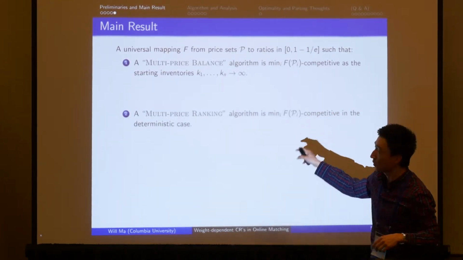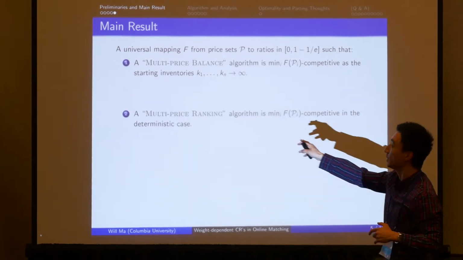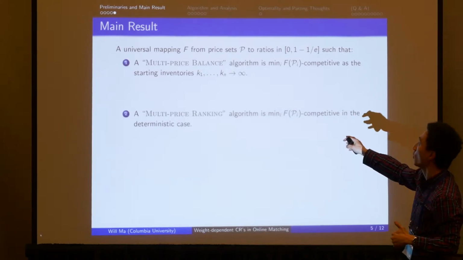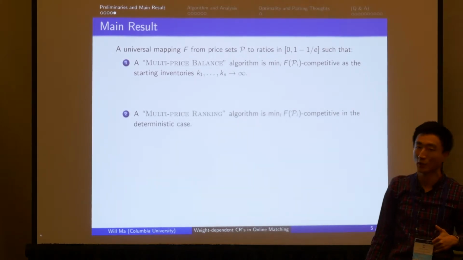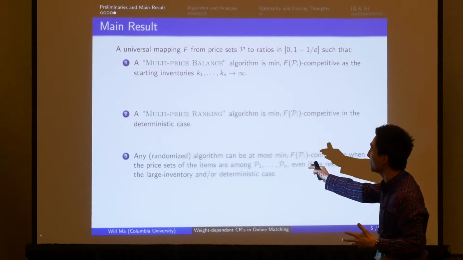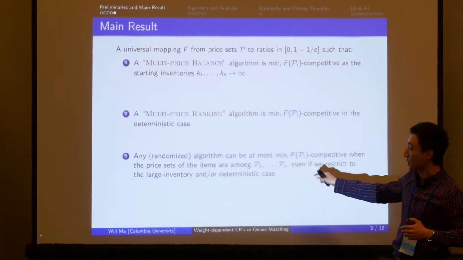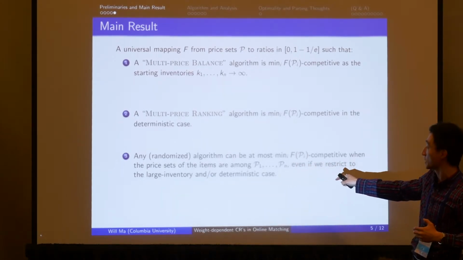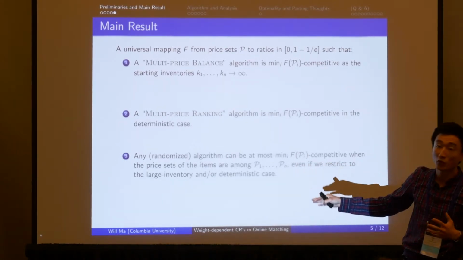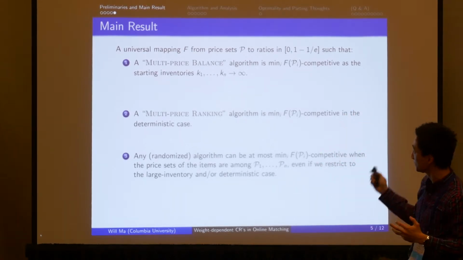And then in the deterministic case, we don't need the starting inventories to go to infinity. A different algorithm, multi-price ranking, will get you the same competitive ratio. And finally, these results are tight in that any randomized algorithm cannot be better than this when the price sets are chosen among what was given, even if we restrict to the large inventory setting or the deterministic case.